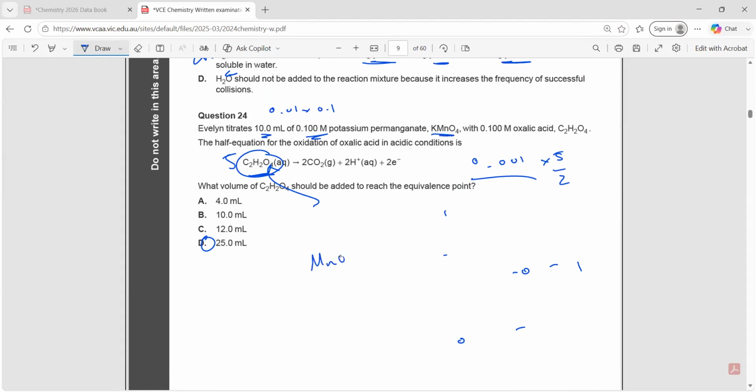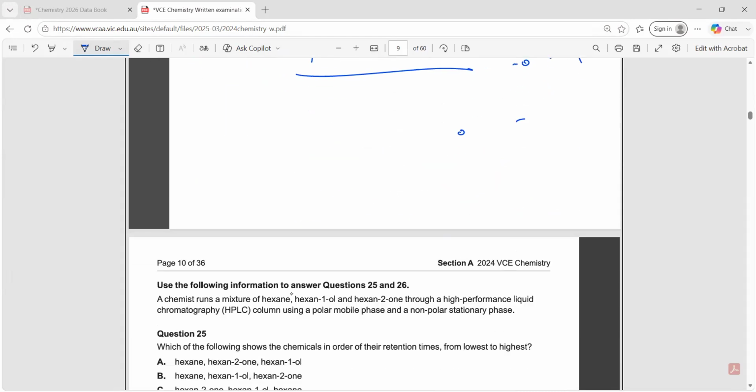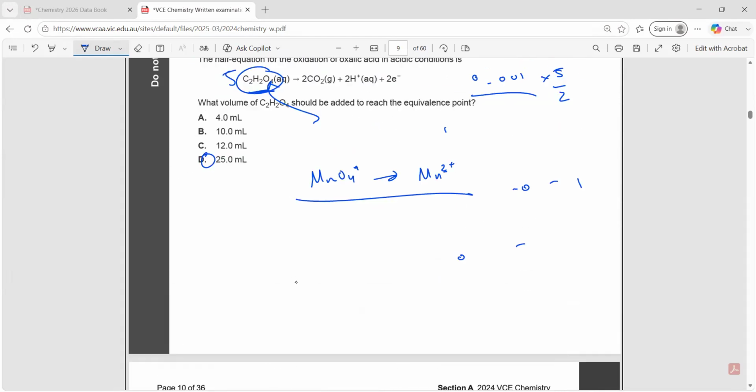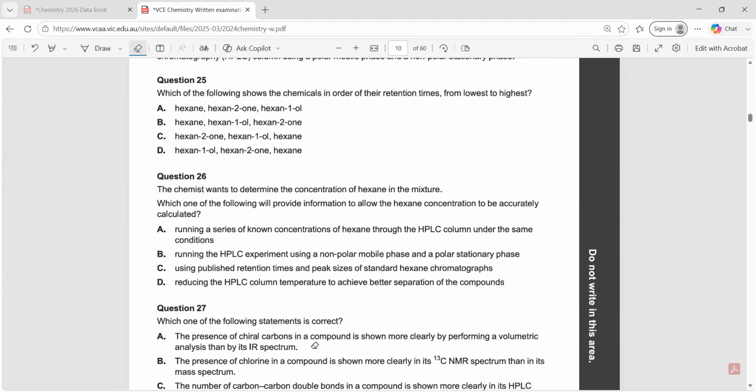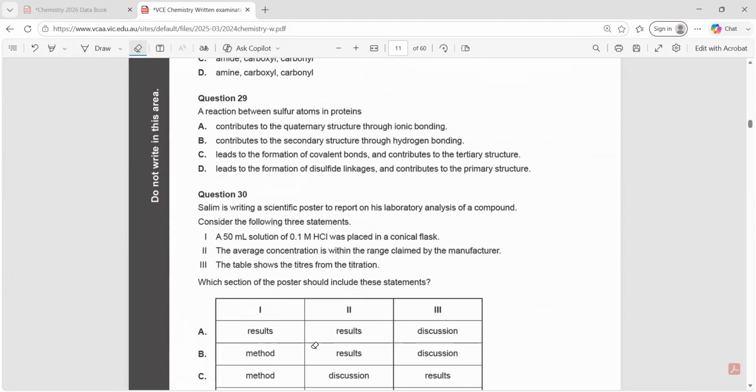So you've got MnO4- to Mn2+. Normally, if you didn't know Mn2+ was being produced, you can look at the data book, and then you figure out there's a 5-to-2 ratio. Sorry, if I'm doing an exam walkthrough, I should probably go into a bit more detail. Let me know if you need a bit more help with that. Sorry about that, I am a bit tired.